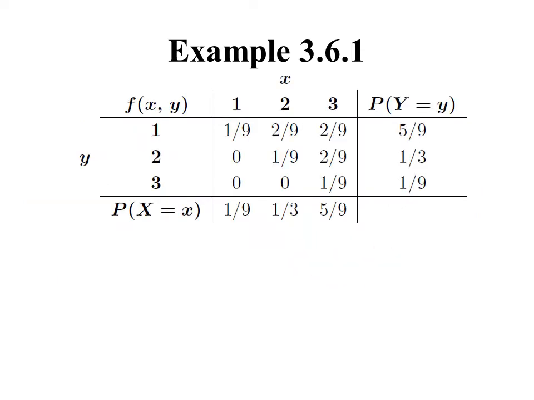So we can summarize all the values of our joint PMF in a table such as this. Across the top we list our values of X, 1, 2, 3. Across the side the values of Y, 1, 2, 3. And in the middle we list the values of the joint PMF. Now these numbers here on the right column and the bottom row we'll talk about in a minute. So there's our joint PMF described in the form of a table.